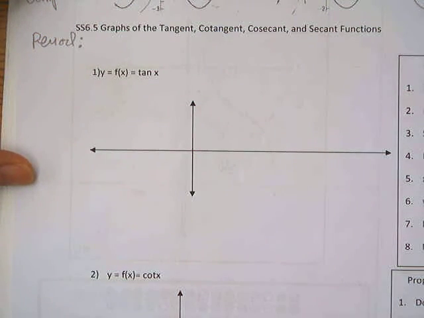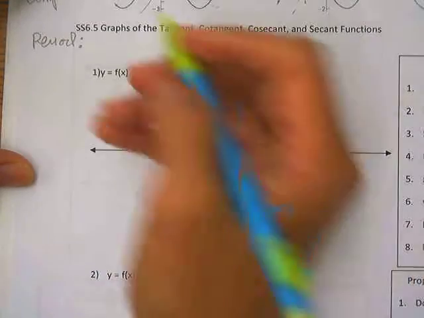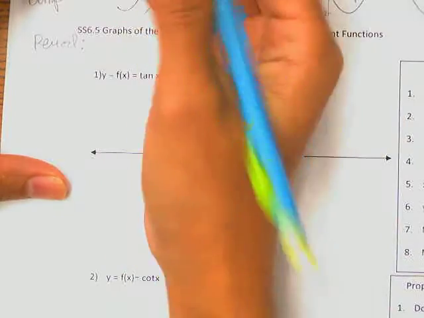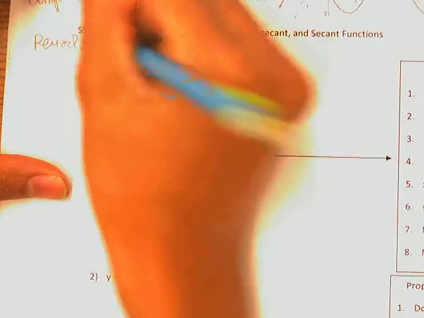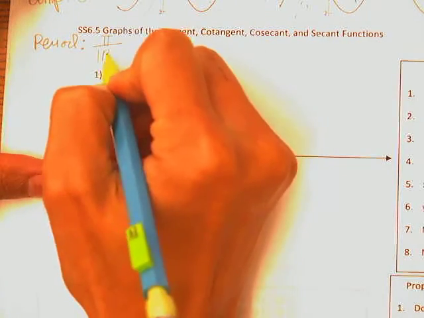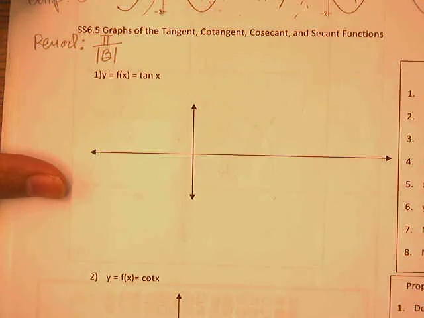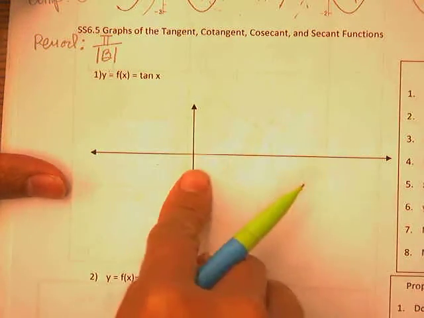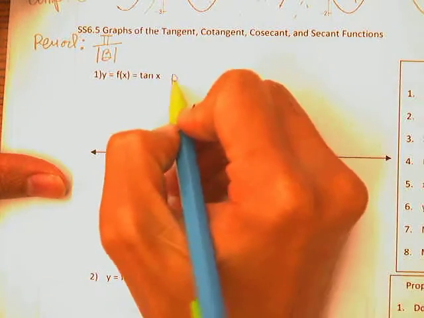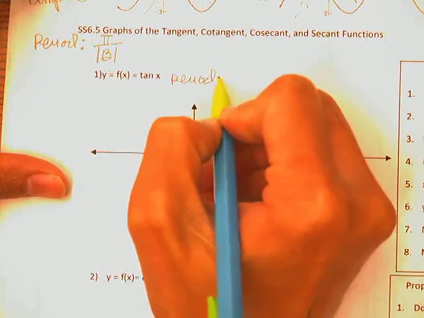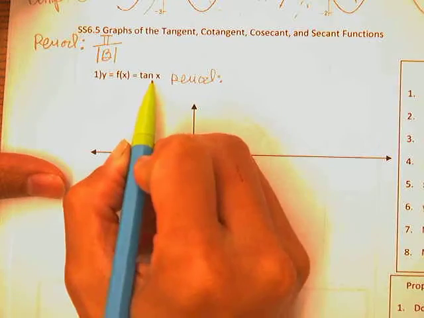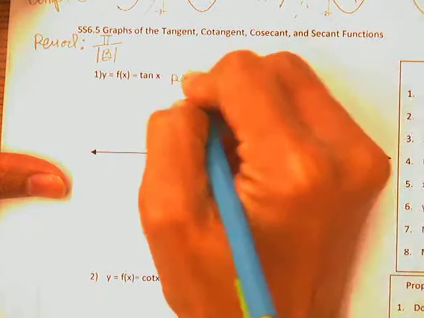Period for tangent is no longer 2 pi divided by absolute value b, but it is just pi divided by absolute value b. Okay, just pi divided by absolute value b. So for our parent function, period is going to be pi divided by 1, which is pi.